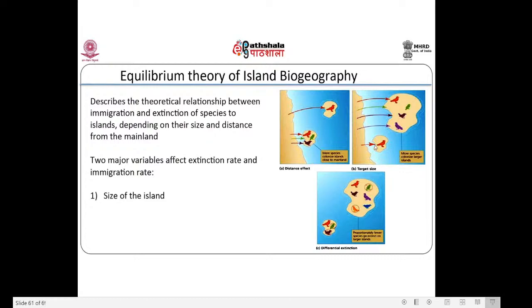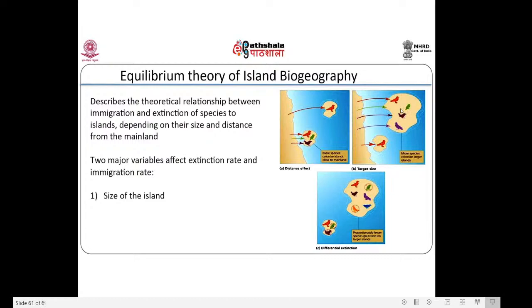There is a distance-based one. One bird is here, and the same bird is also available on that island. Here, the target-sized one. It's a small island, provided for only one species.